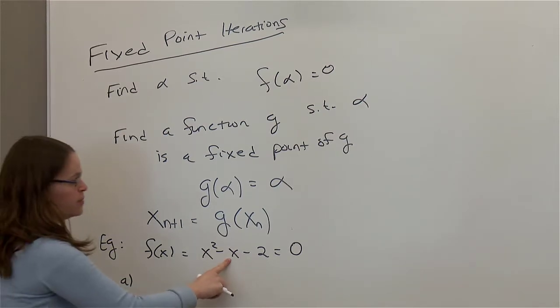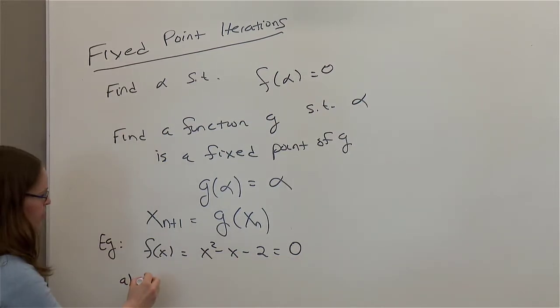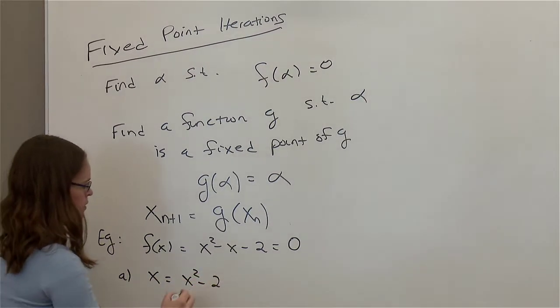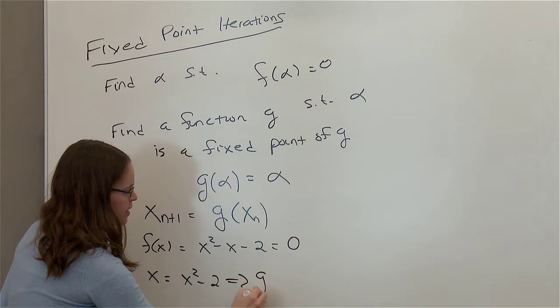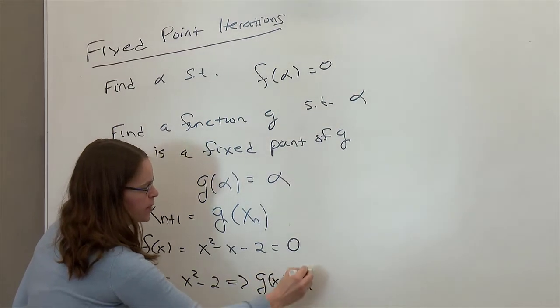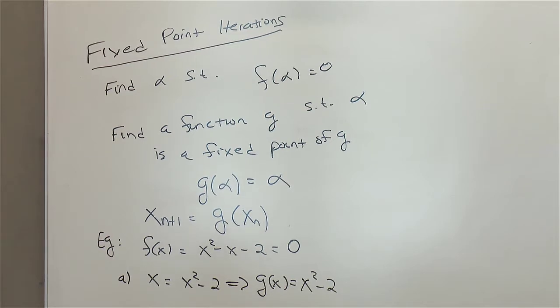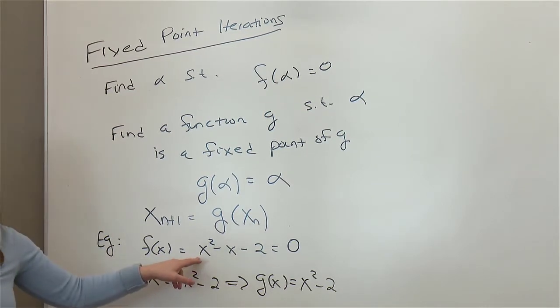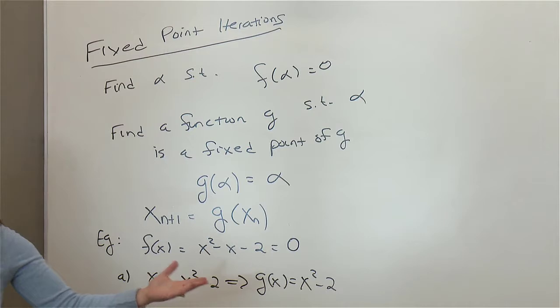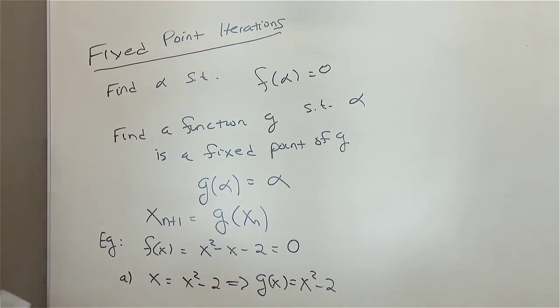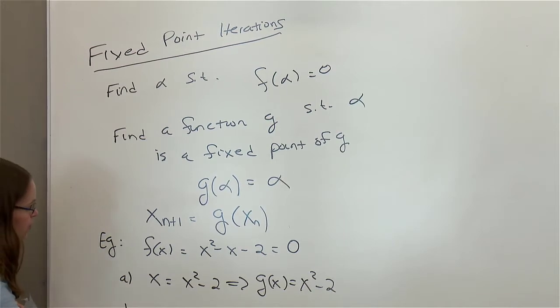The easiest way would be maybe to move this x over, and say, well, we could have x equals x squared minus 2. So my g becomes x squared minus 2. That's a fixed point problem that would have the same root as this equation. Now, whether it's a good method or not for iterating, we don't know yet, but it's certainly a fixed point formulation.